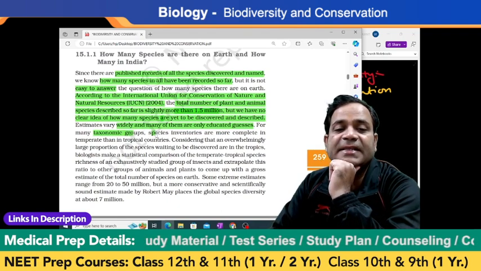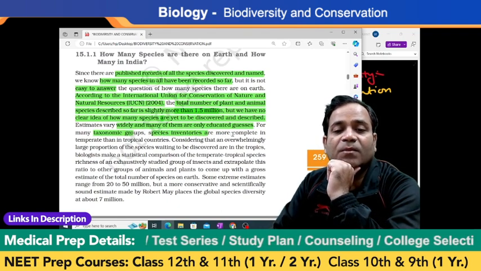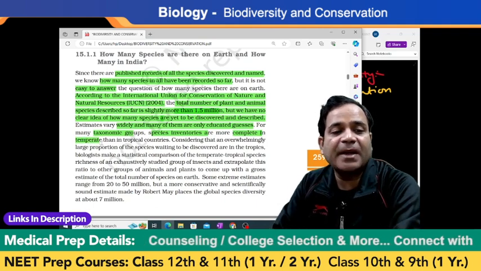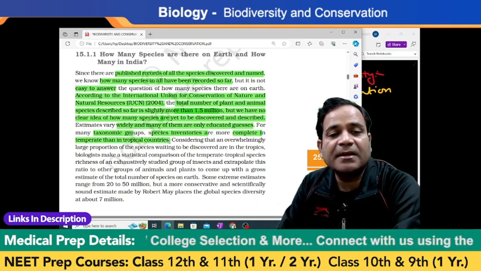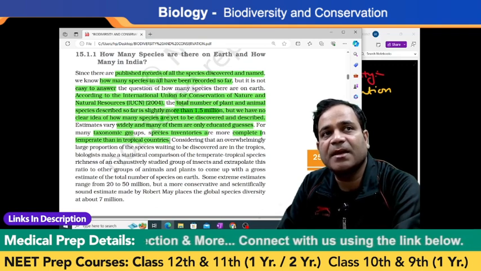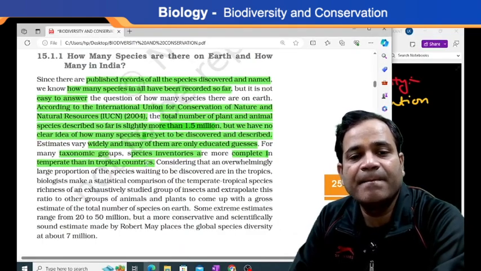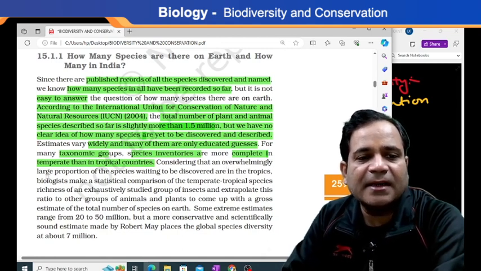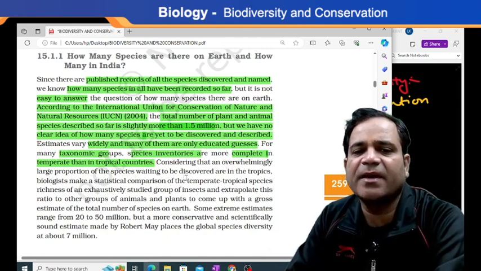So see, for many taxonomic groups, that is species, inventories are more complete in temperate than in tropical countries. Is that clear? Tropical countries.